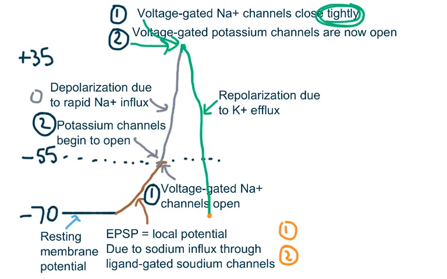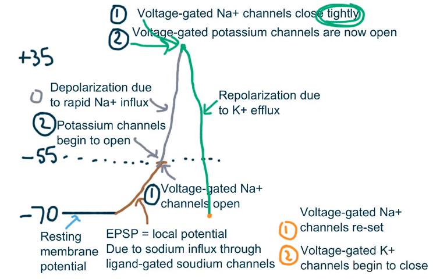The first thing that happens is the voltage-gated sodium channels are reset. The ones that were closed tightly are reset so that they can now be opened again. The second thing that happens is the voltage-gated potassium channels, and that's where the potassium has been leaving the cell. The voltage-gated potassium channels begin to close.